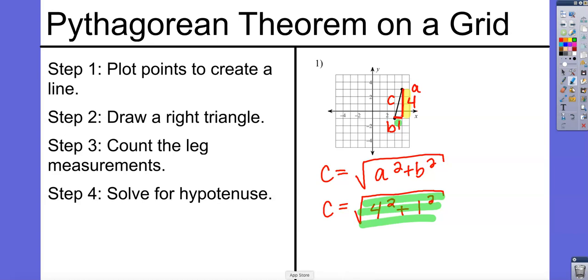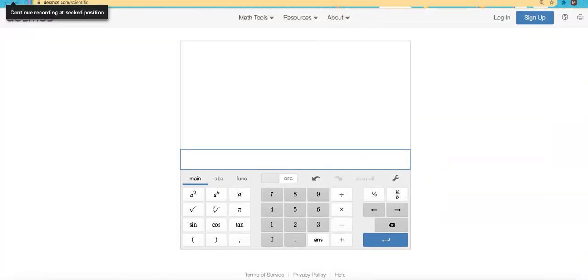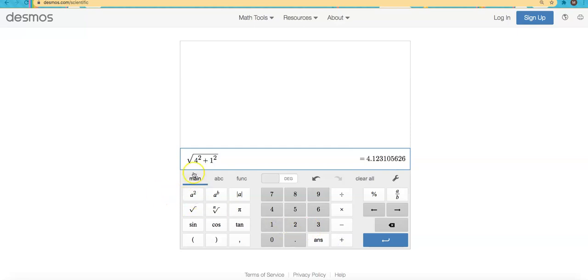Okay, so let me go to my Desmos screen. Make sure you clear your calculator. And then we type square root 4 squared plus 1 squared. And remember I told you guys when we were working in class together, this square root line has to cover all the numbers. If it's not covering all the numbers, you're going to get the wrong answer. Okay, so just make sure that when you're typing, it's covering all of the numbers. So my answer is 4.12.